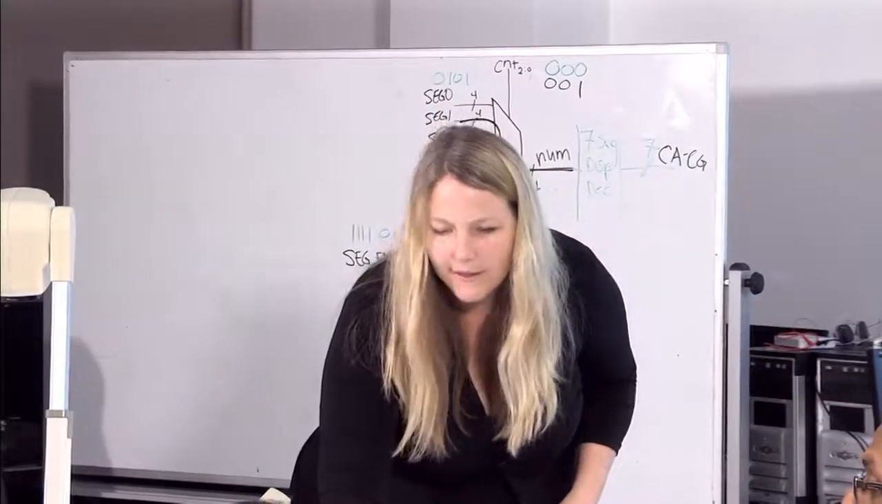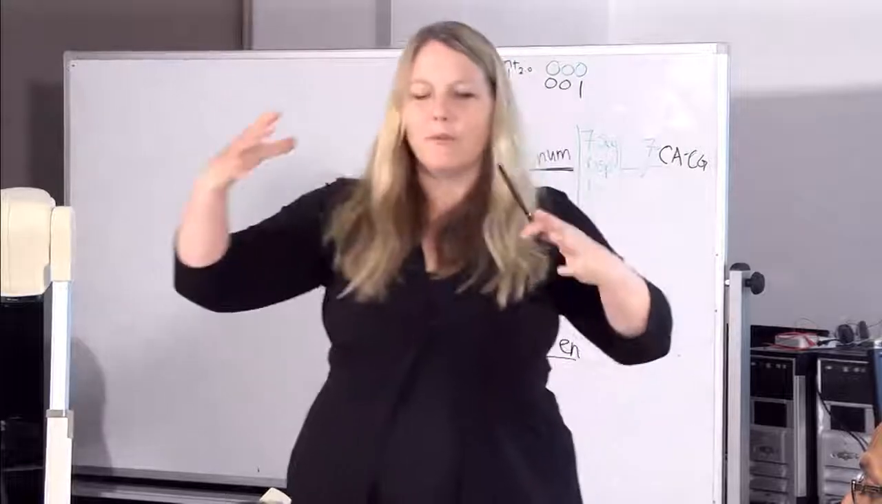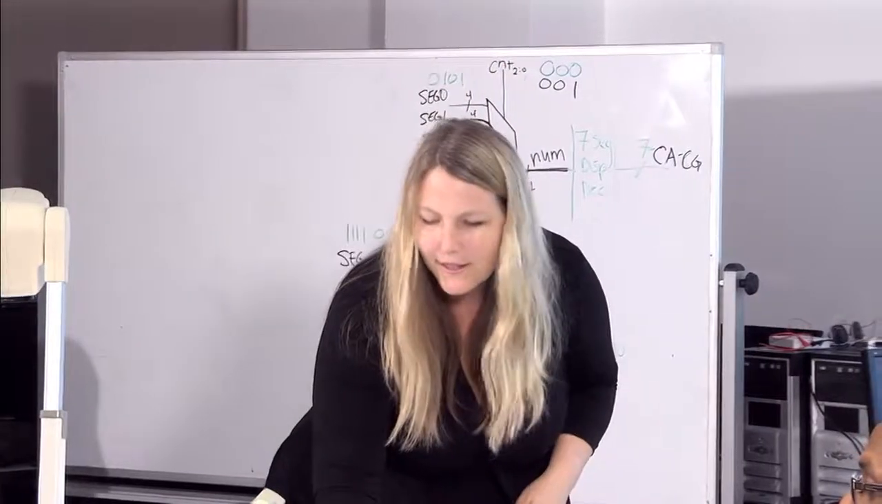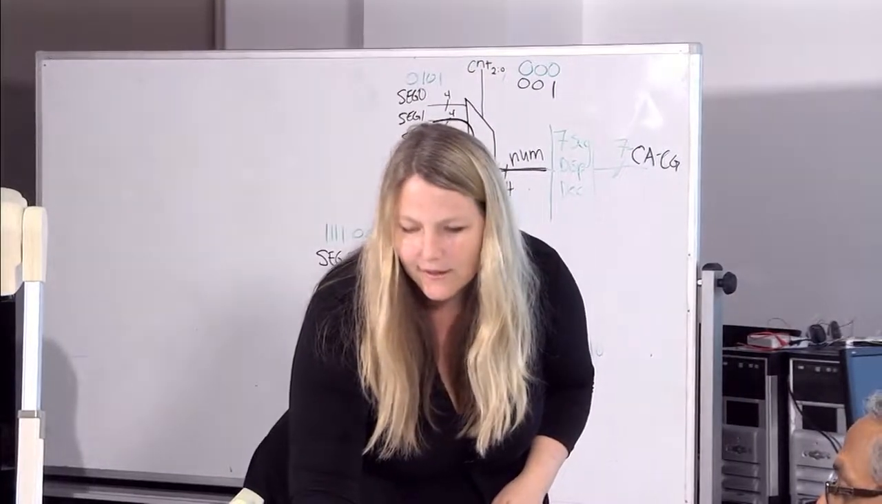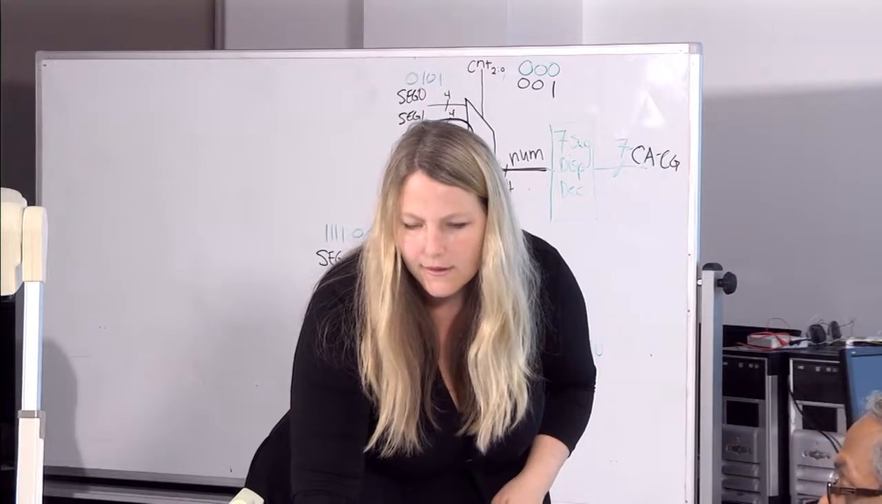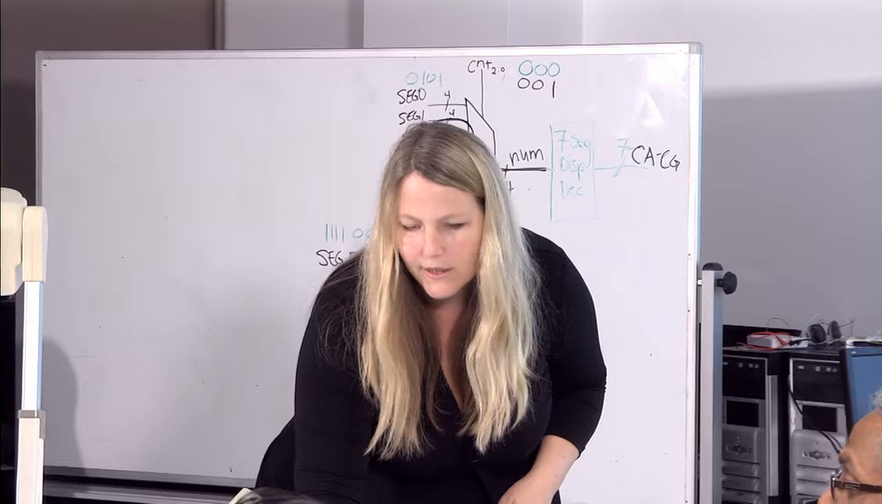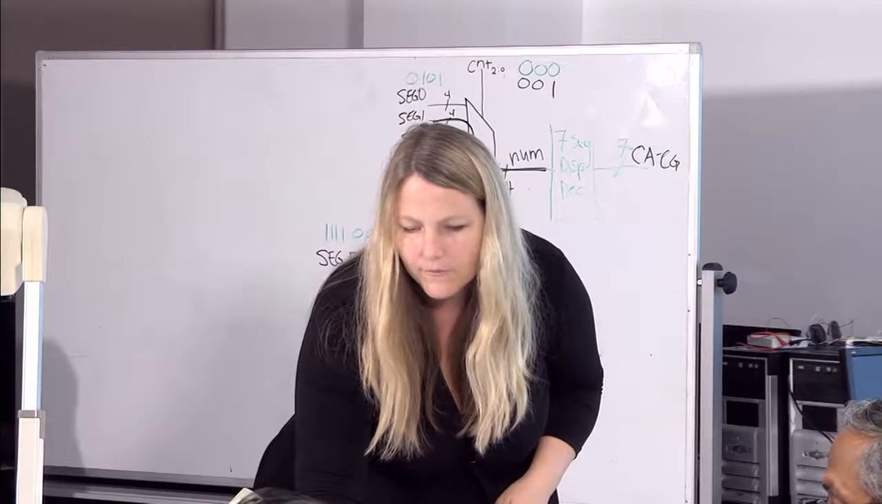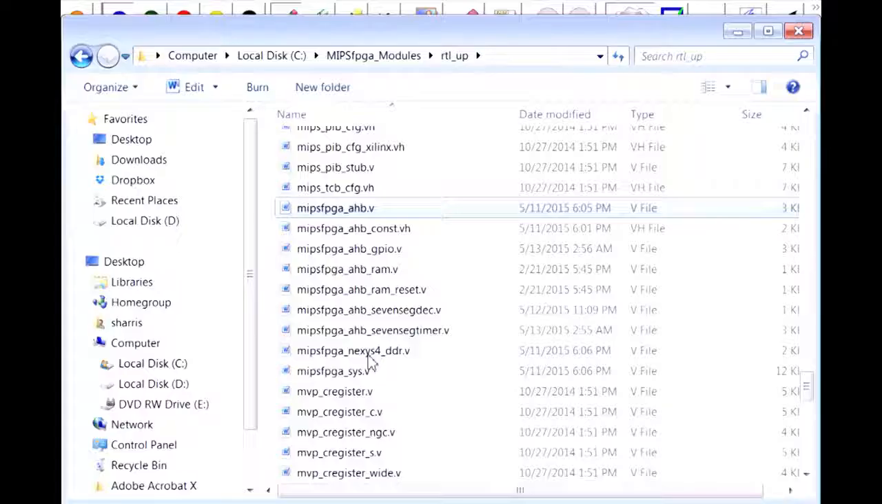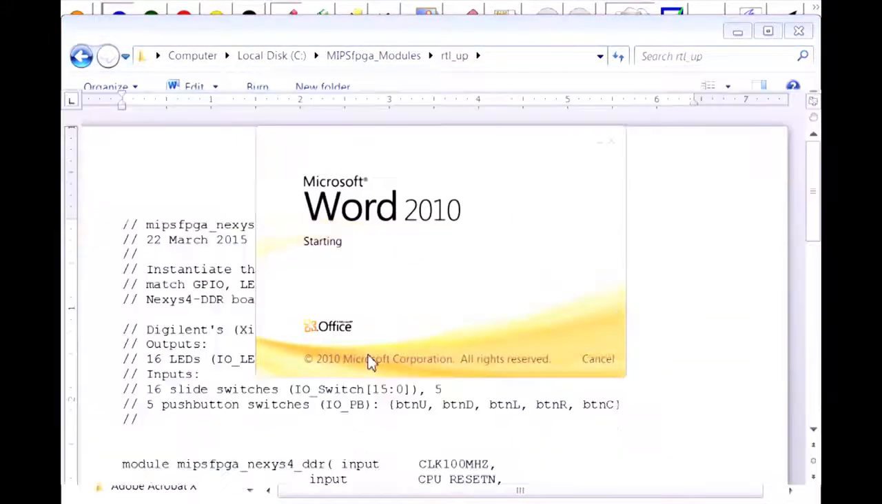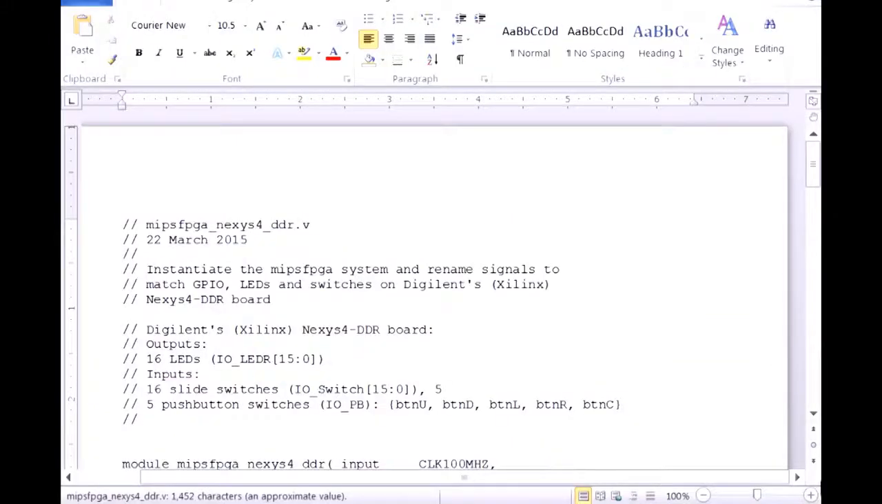Okay, and then the last thing that we're going to do is keep going up the levels of hierarchy and now instantiate the H being the system. So in fact, I'll just look at the top level module. Here's the MIPSfpga Nexys4 DDR. That's our wrapper module. Go ahead and look at that.